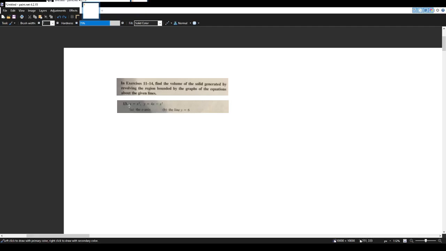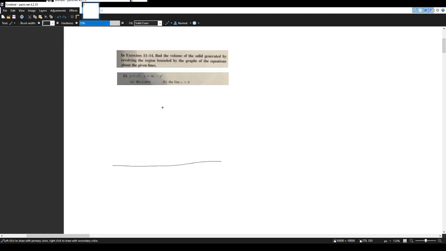So we have y equals x squared, y equals 4x minus x squared, and the x-axis for part A, and then for part B, the line y equals 6. So let's do part A first, of course. Let's draw a diagram. So we have y equals x squared. That's going to be something kind of like that, more or less.